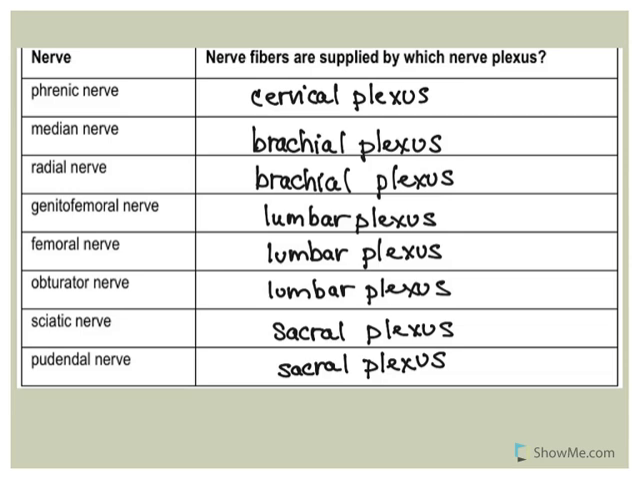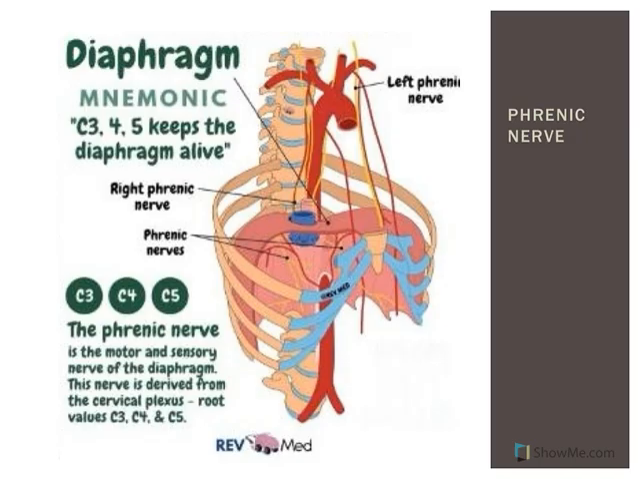So we're going to look at first the phrenic nerve, and then we'll look at the median and radial nerve. Subsequent recordings will look at the three nerves that have fibers from the lumbar plexus, and then another recording we're going to look at the sciatic and pudendal nerve. So let's look at the phrenic nerve.